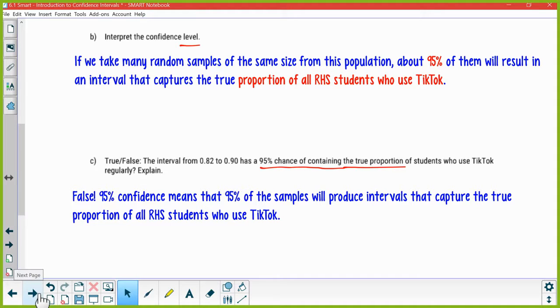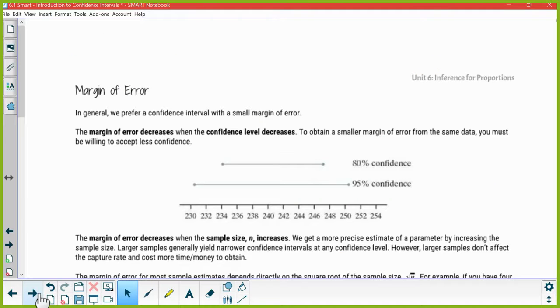Okie dokie. The last thing we are going to cover in our introduction to confidence intervals is a little bit more about the margin of error. Another question that they frequently like to ask on the multiple choice portion of the exam is, how do I change the margin of error? How does a small change in sample size or confidence level affect the width, the margin of error, of my confidence interval?